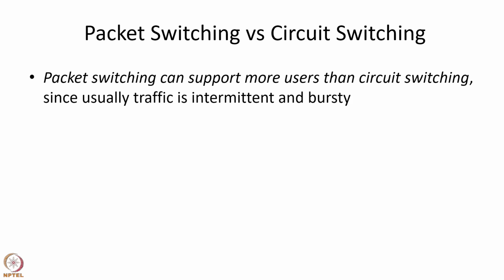So the web page is transferred, which might be say 1 MB. Then after some time you click on another link and start downloading another web page. So that results in the download of another burst of data. So traffic is bursty. It is in the form of chunks of data which are intermittently sent. For such traffic, packet switching can support more users than circuit switching, as we'll see in an example which illustrates this. So here's the example.